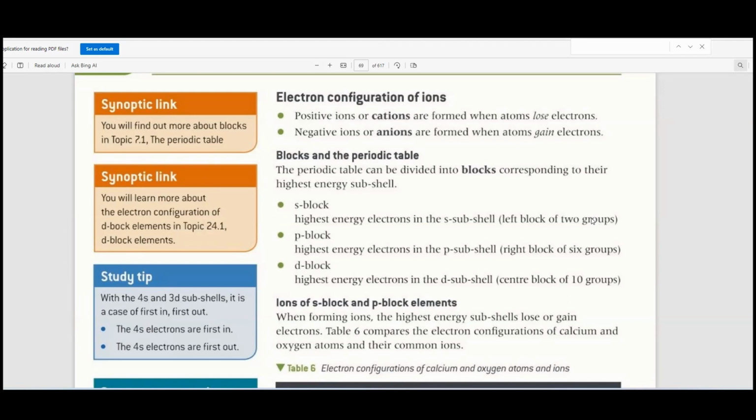So group one and group two, they end in S. All of them, the last electron will be in an S. Yes, if you think about it. What does group one mean? This group has one electron in its outer shell. Yes. So if there is only one electron in its outer shell, which subshell would it be in?